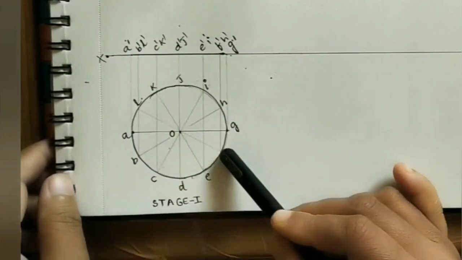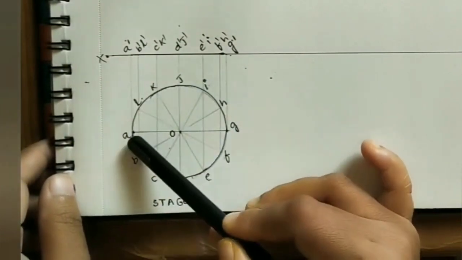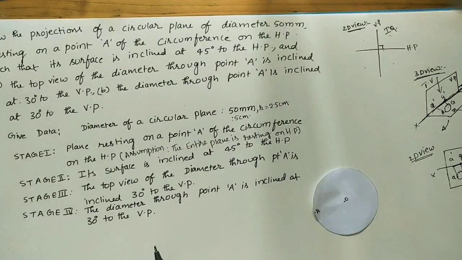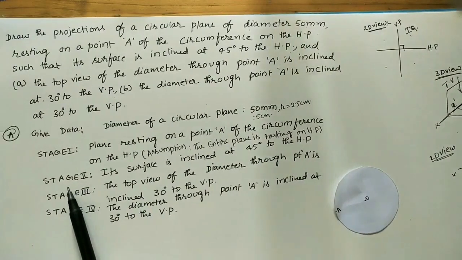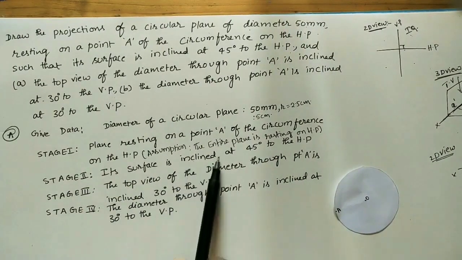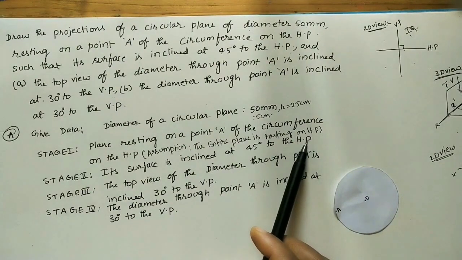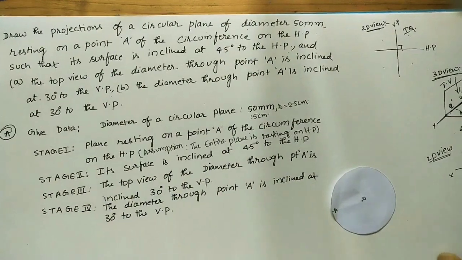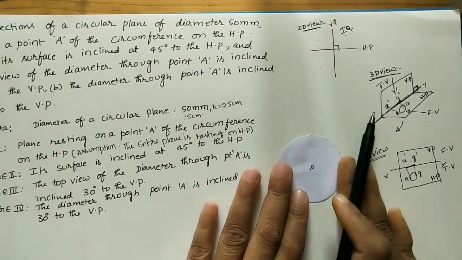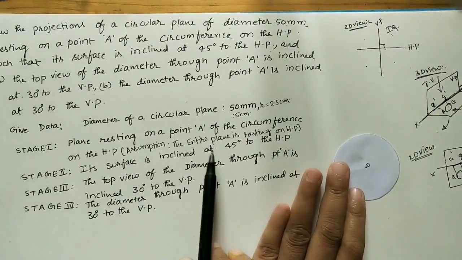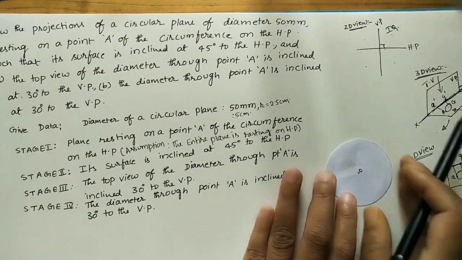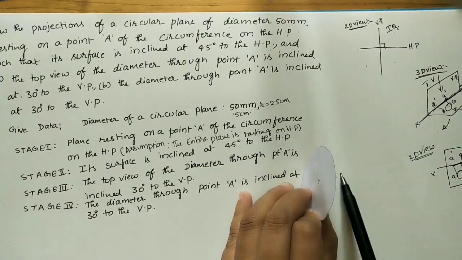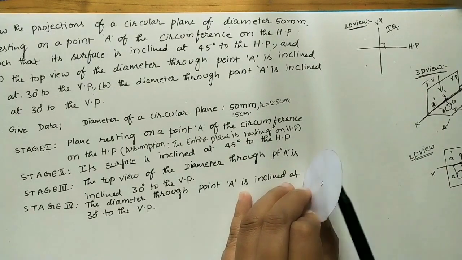In stage 1 we assumed that all points are on the circumference on the HB. Now after that, take the next stage. Its surface is inclined at 45 degrees to the HB. So in stage 2 the condition is, initially it is like this, the entire plane is on the horizontal. The entire surface is tilting 45 degrees to HB. This angle is 45.